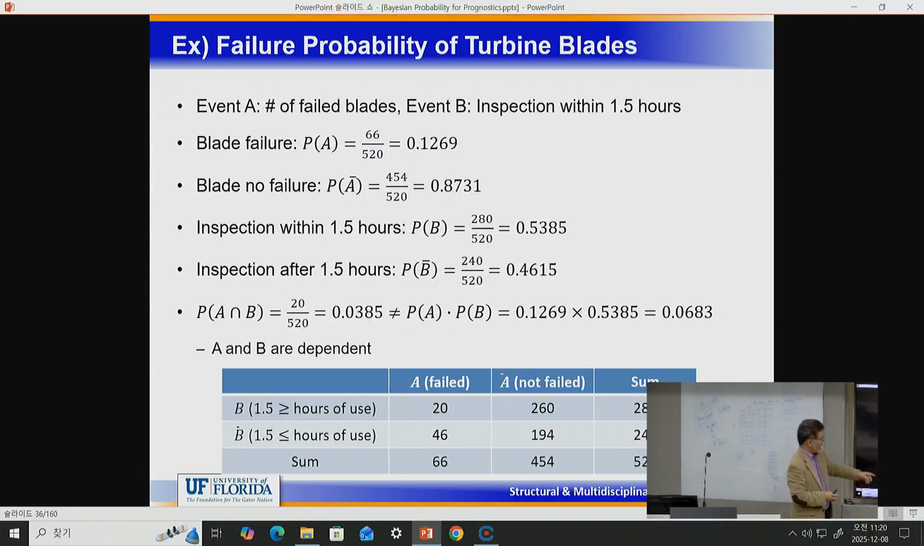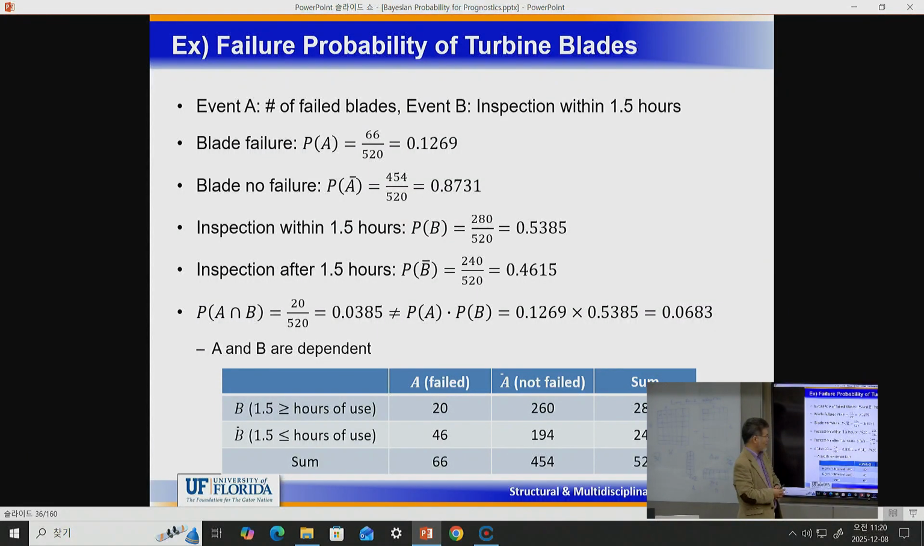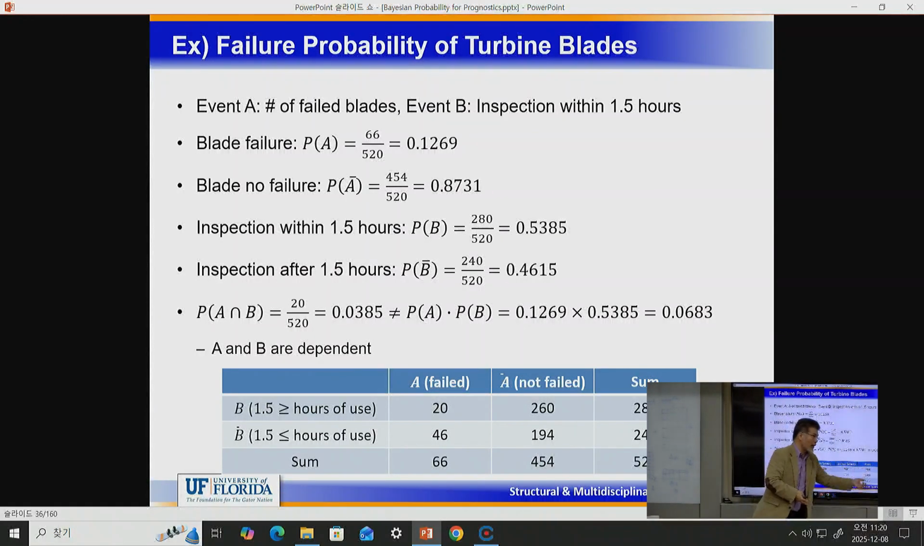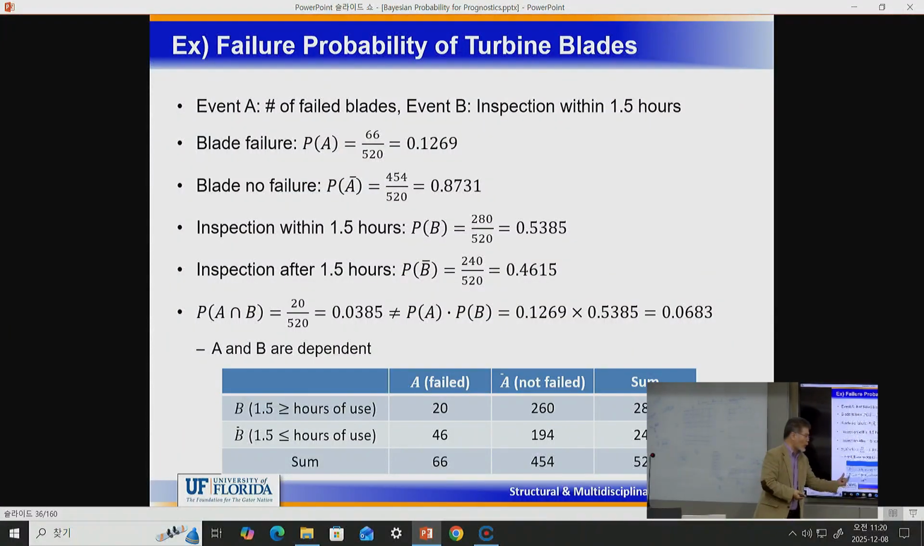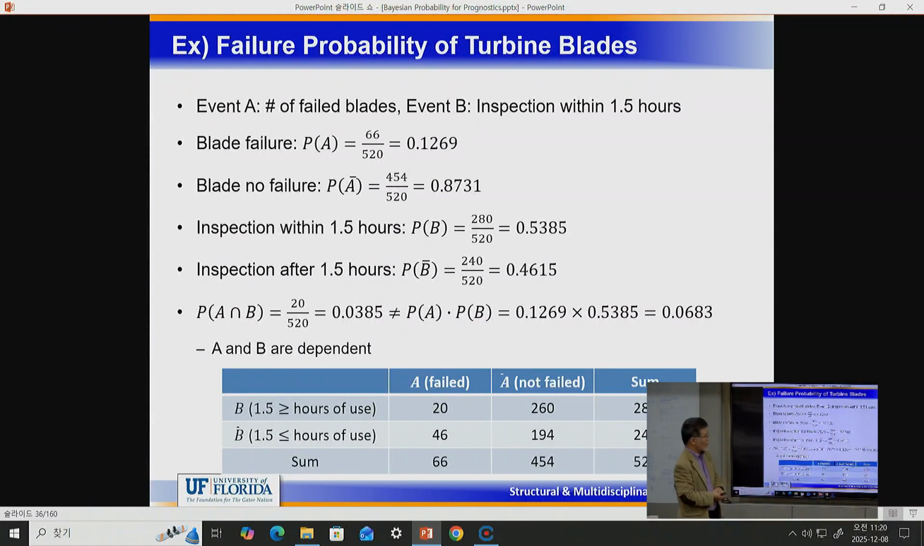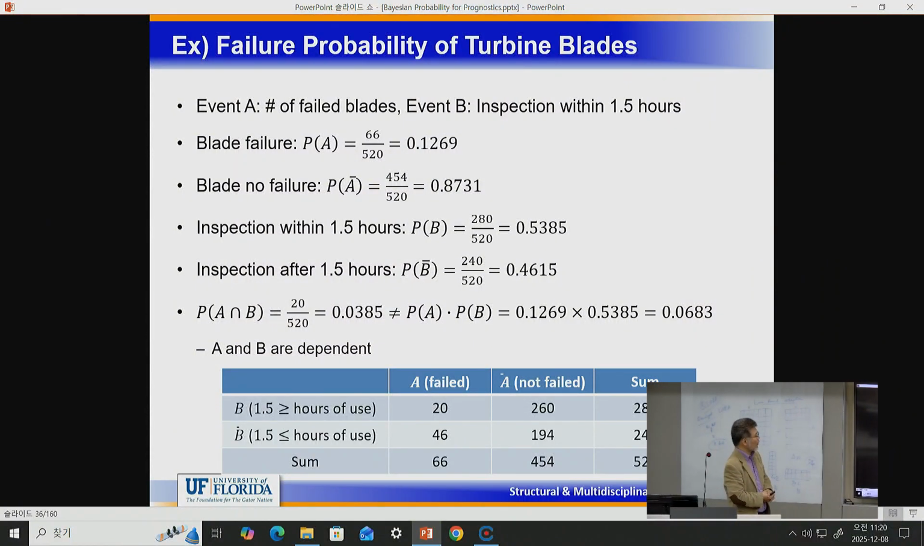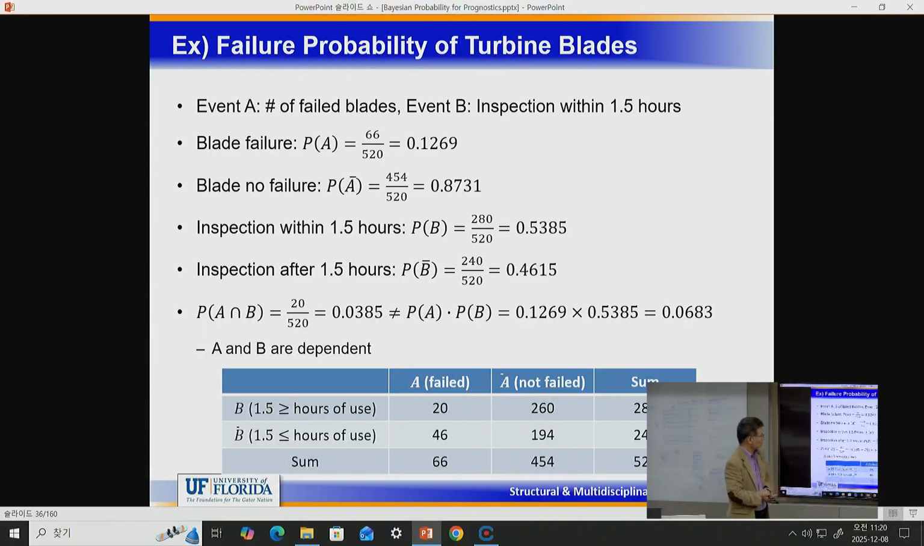So this table says if the inspection time, the hours of use, is less than 1.5, then there are 20 blades failed and 260 not failed, total is 280. If inspection hour is greater than 1.5, meaning it used more time, then the number of failed blades is 46, unfailed is 194, total is 240. Okay. So the question is, how many blades fail? Total, 66 out of 520, that's 0.1269. No failure, so you add this column, 454 divided by total, so it's 0.87.